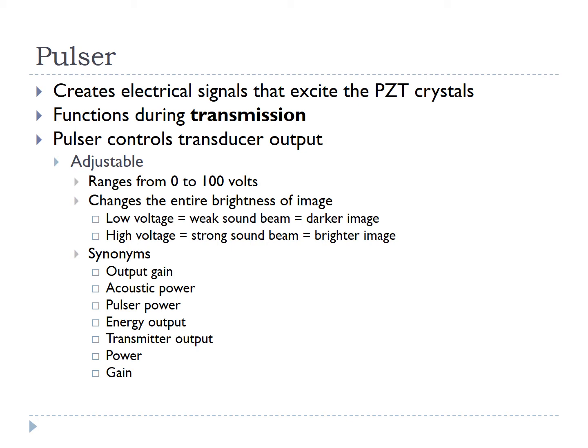Some synonyms for the energy created by the pulsar are output gain, acoustic power, pulsar power, energy output, transmitter output, power, and gain. Make sure you don't confuse this gain with the 2D gain, as they are different and play a role in bioeffects for patients. The most common term for this is most likely power. On the Philips machines in our labs currently, there is a button labeled power that will change the voltage coming out of the pulsar.